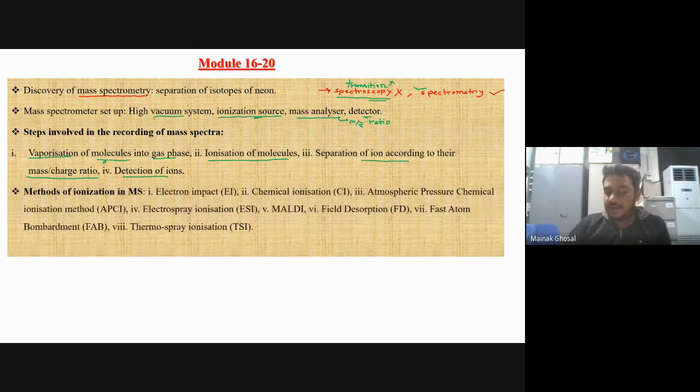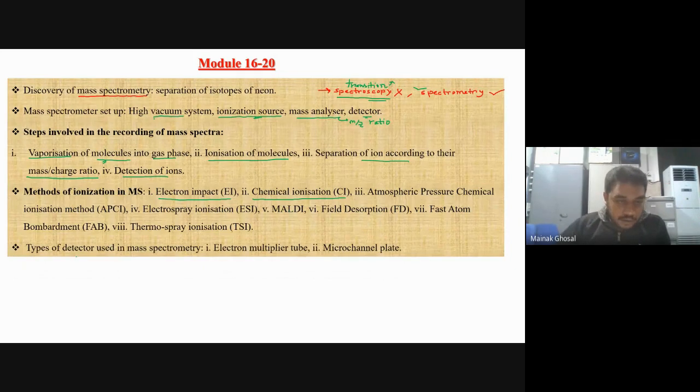Now, there are different methods for mass spectroscopy. The first is electron impact ionization, where a high energy electron is used, and the other is chemical ionization. These two are mainly discussed in this module. There are also different techniques such as ESI, and these techniques will be discussed in a later module.